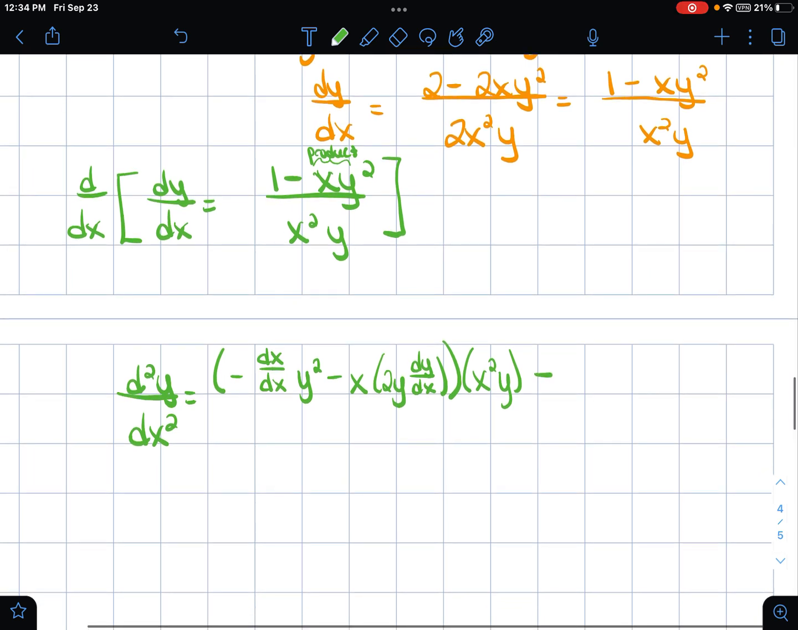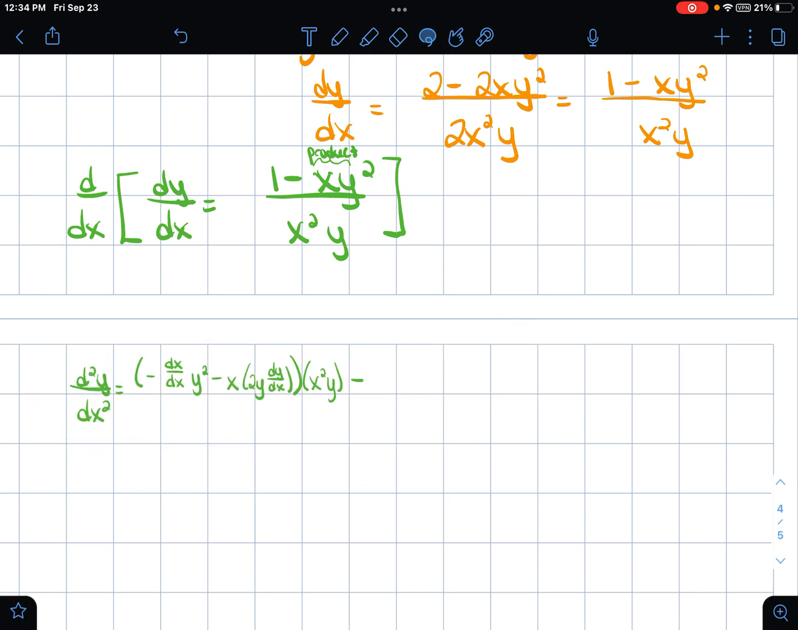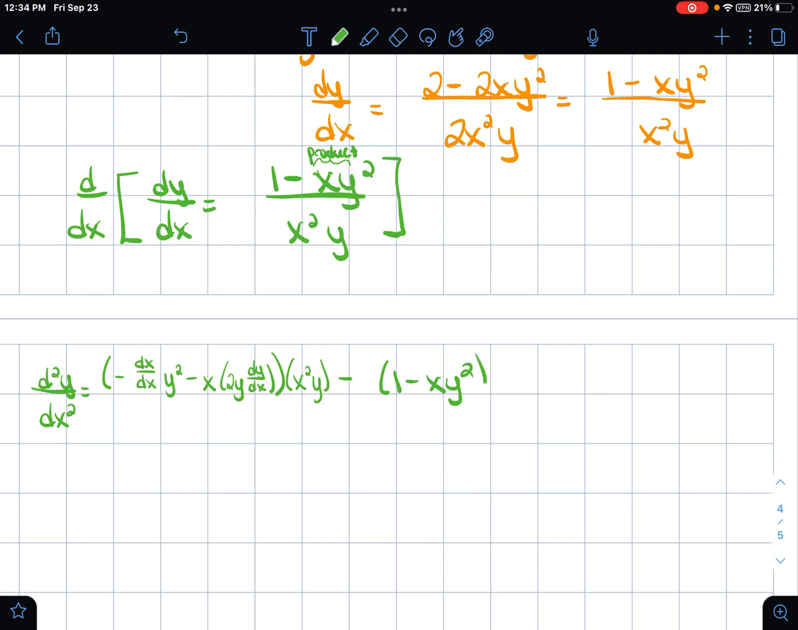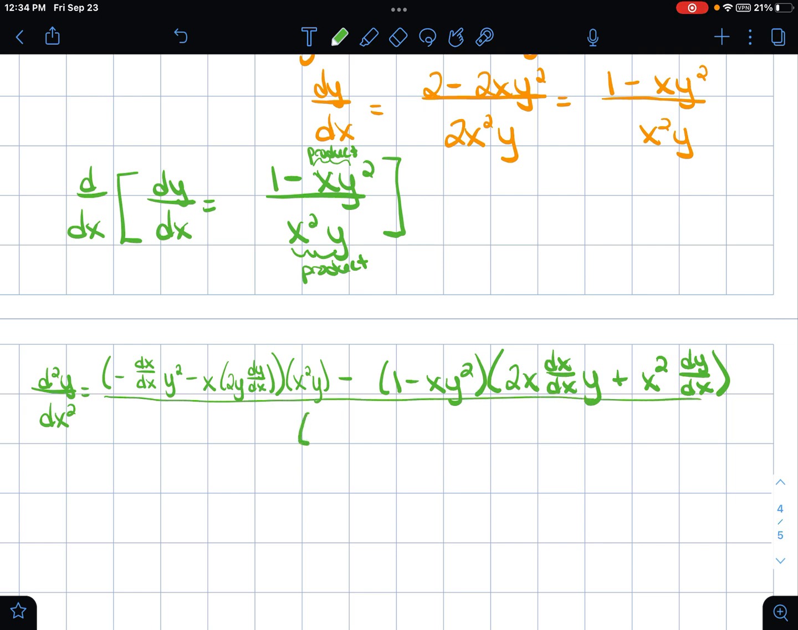Minus the numerator unchanged. I'm going to have to shrink this. Minus the numerator unchanged, sorry, so 1 minus xy squared times the derivative of the denominator. Product rule again. Okay, the derivative of the denominator is 2x dx/dx times y unchanged plus x squared times the derivative of y. All over the denominator squared. Oh my goodness.